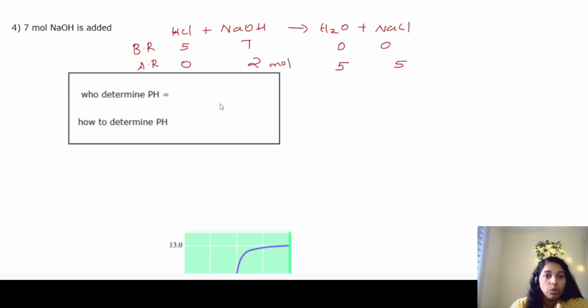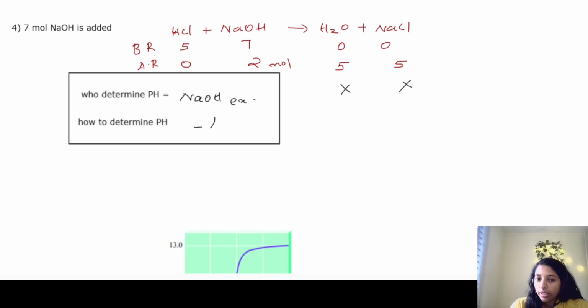NaCl and H2O and also NaOH are the reaction medium, but you don't want to consider NaCl or H2O, right? So who determines the pH? The excess NaOH. How to calculate the pH?